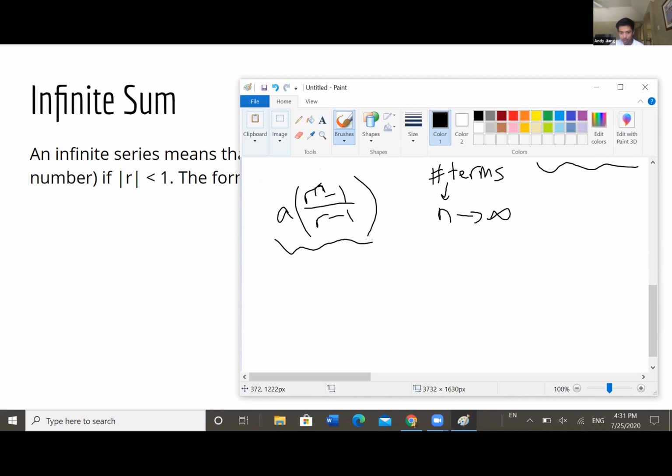Well, there are actually two cases. One case is if r is greater than 1. I'll just assume that r is positive here. So if r is greater than 1, what happens?